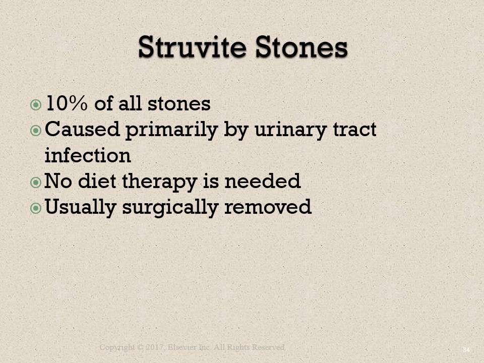Struvite stones. These are a lot less common, only about 10% of all stones. Struvite stones are a type of hard mineral deposit that can form in the kidney. They can grow very quickly and eventually block the kidney, ureter, or bladder. They're caused primarily by UTI. No diet therapy is needed, and they're usually surgically removed.